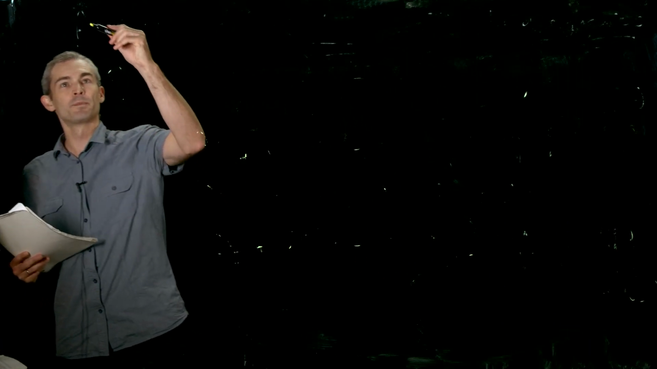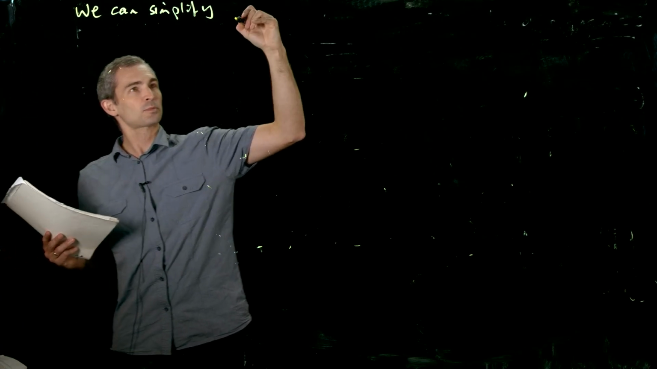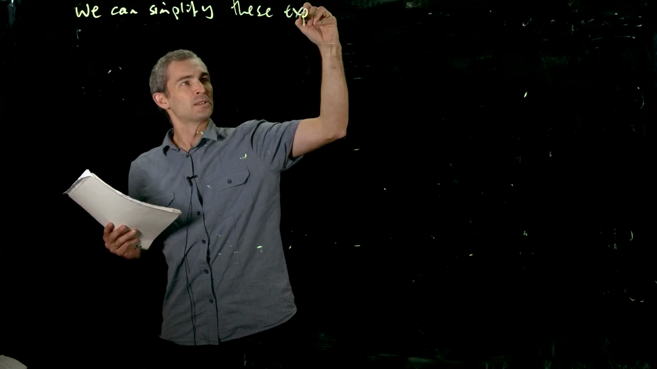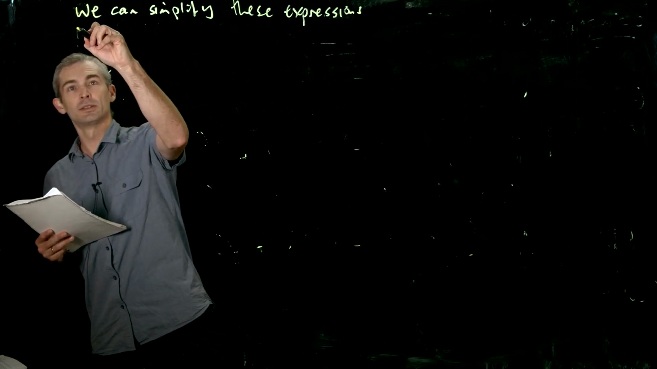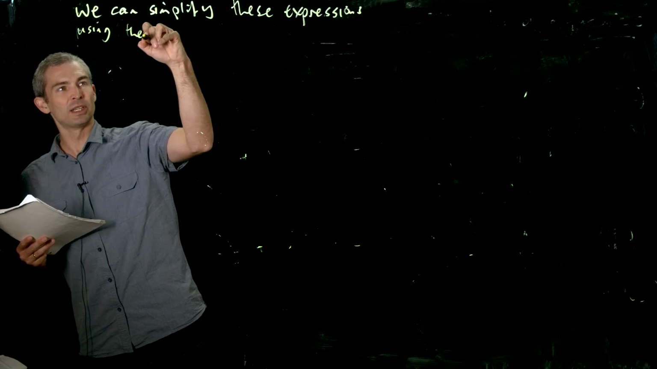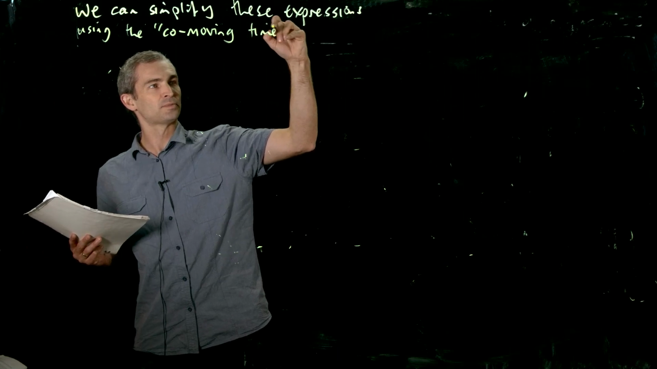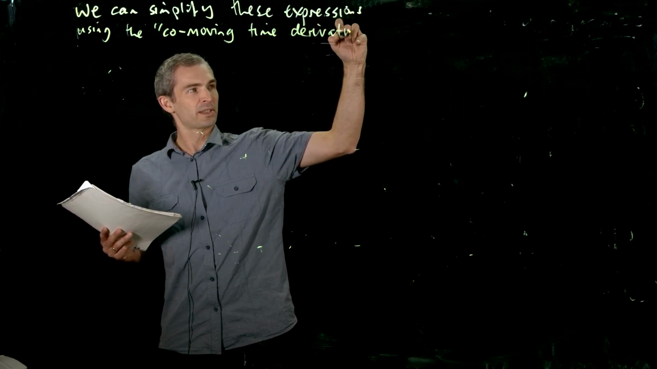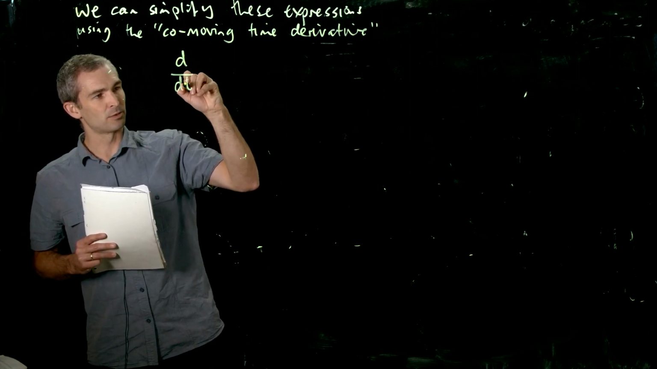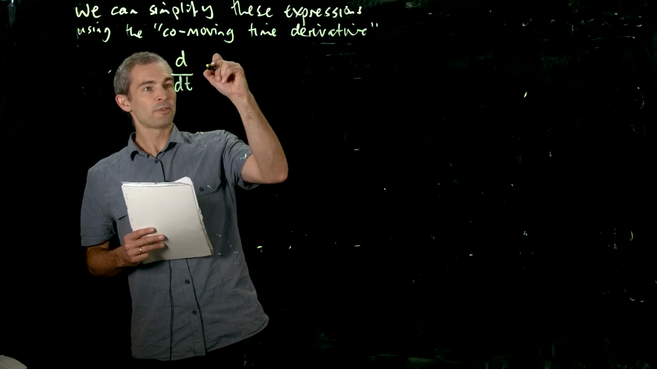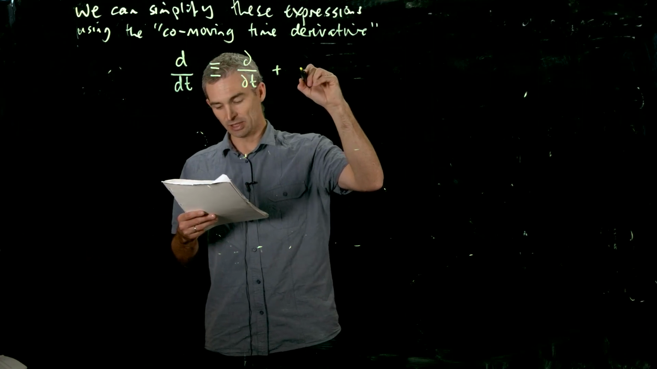So we can simplify these expressions by using what we call the co-moving time derivative. And hopefully you've come across this in your undergraduate studies. So the co-moving time derivative, I'm going to use just a Roman d/dt here. And the definition is that it's the partial time derivative plus v dot grad.